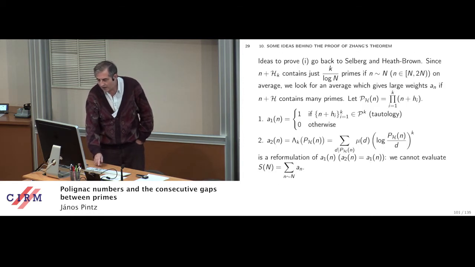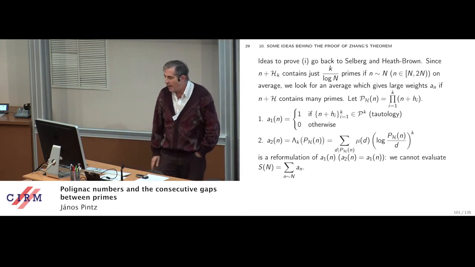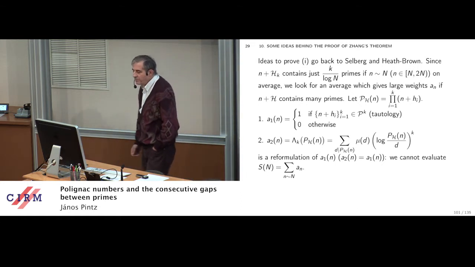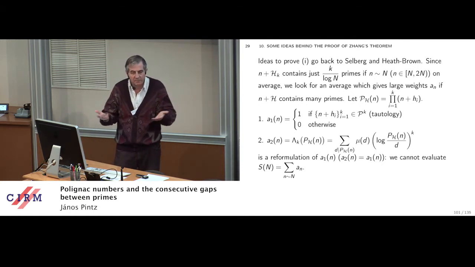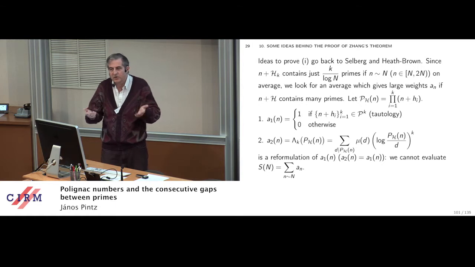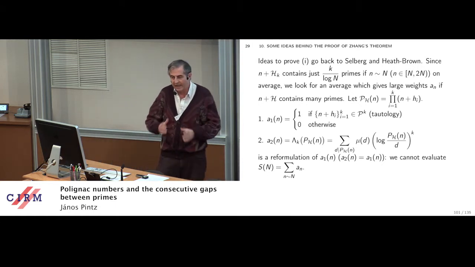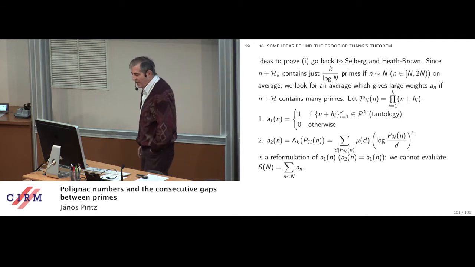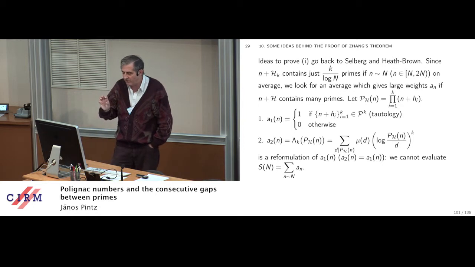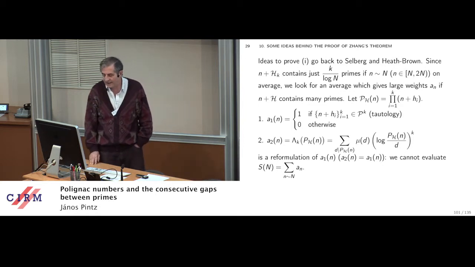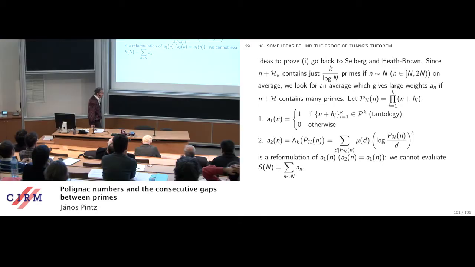And so the ideas go back to Selberg and Hildebrand, and since n plus h_k in general contains only k over log n primes, it seems we have not too much chance to get 2 primes in translates of n plus h_k. And so therefore the strategy is to use some weights which concentrate on numbers n where n plus h contains many primes.